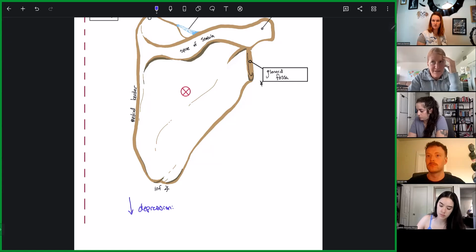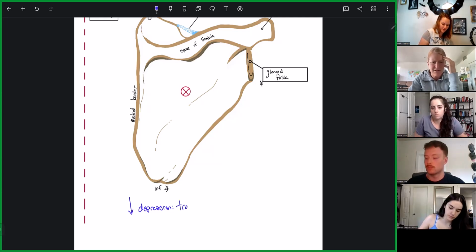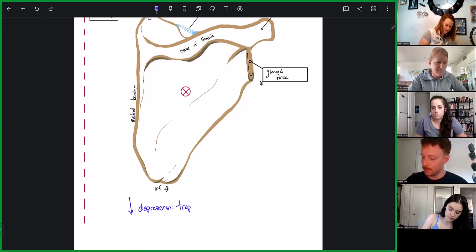Trying to think about it. Sorry. Hang on. Does the trap? Trapezius. That's actually the only one that does it. Okay, good, because I couldn't think of another one. Okay.